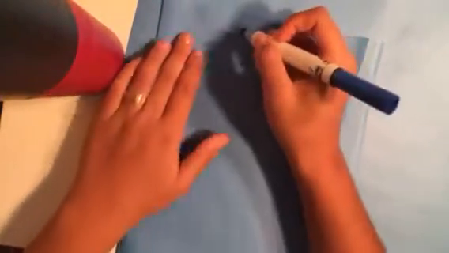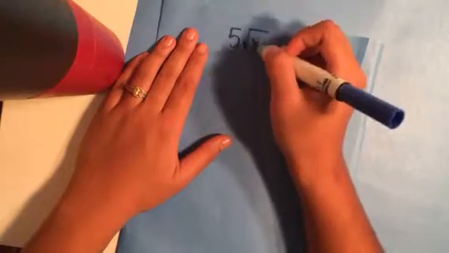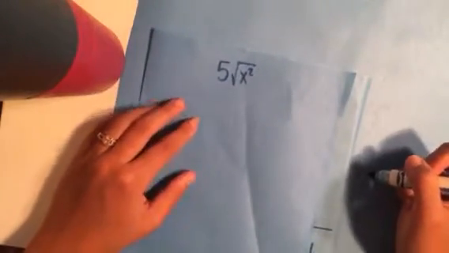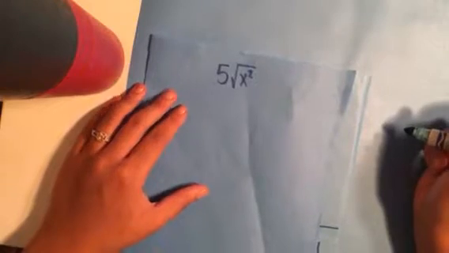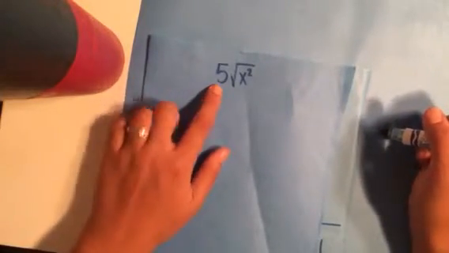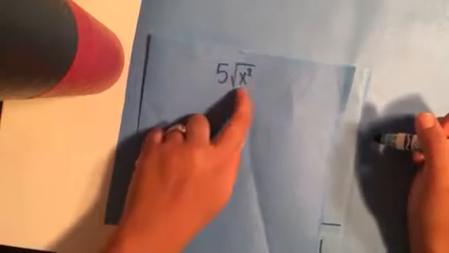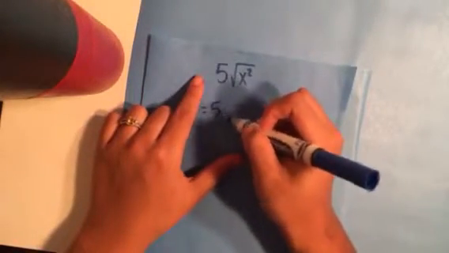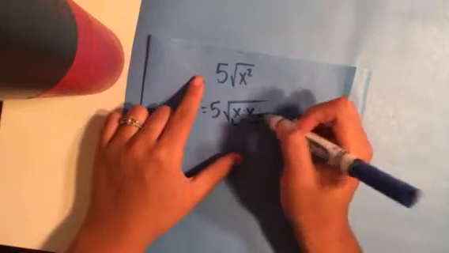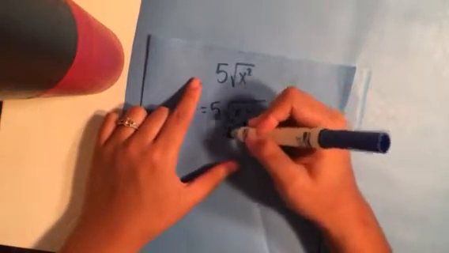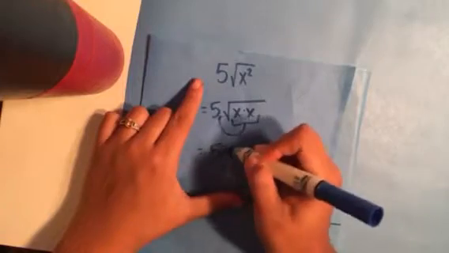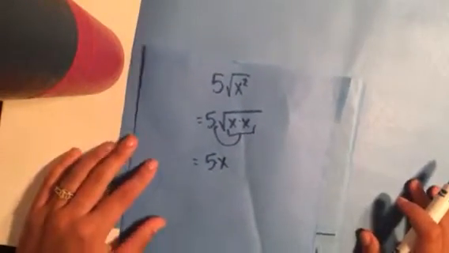Here's another example for you. 5 times x root x squared. So we can't really do anything with the 5 since it's a coefficient. Let's take care of whatever is underneath the radical. We see one pair of x's that we can take out, and we know that that's just 5x. So I'll be posting some practice problems. Hopefully this video should help you answer a lot of them.